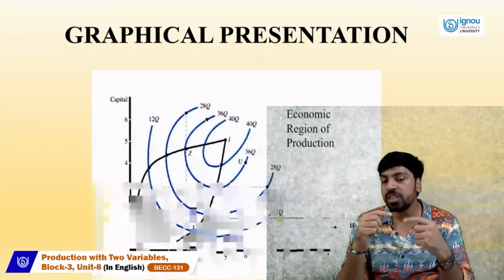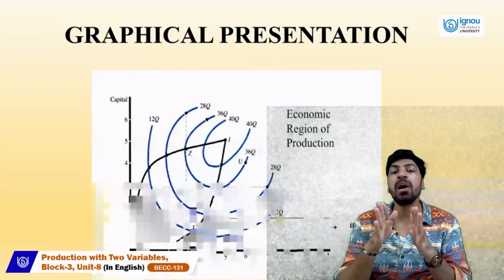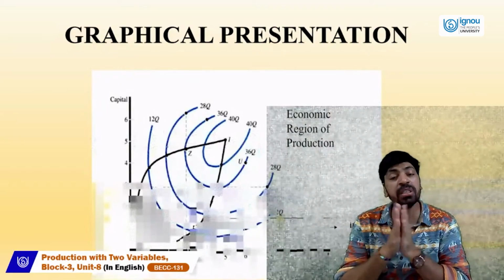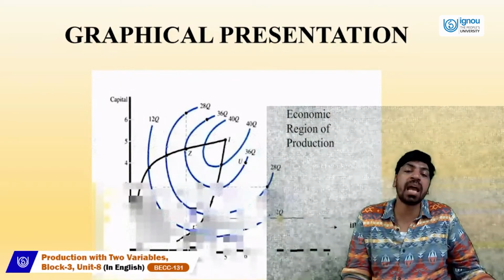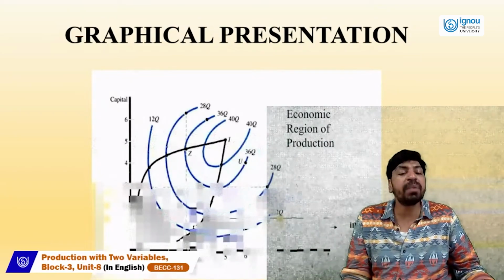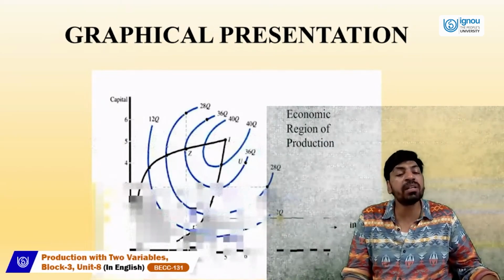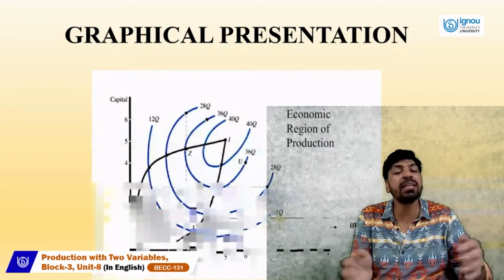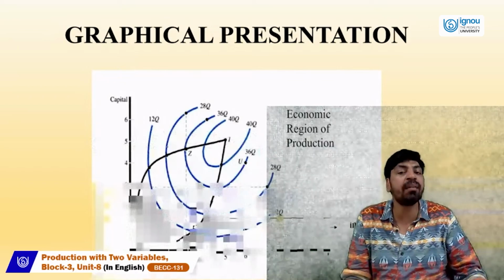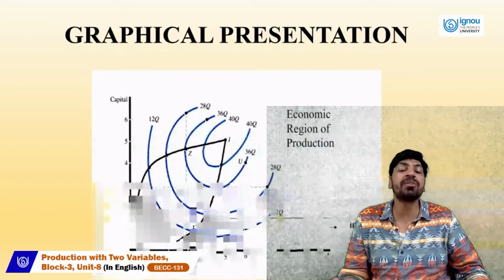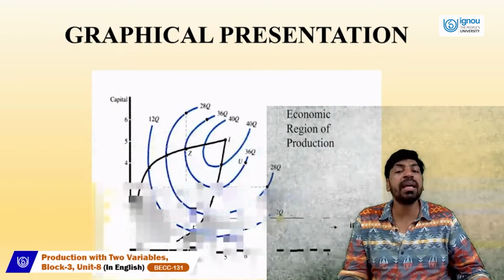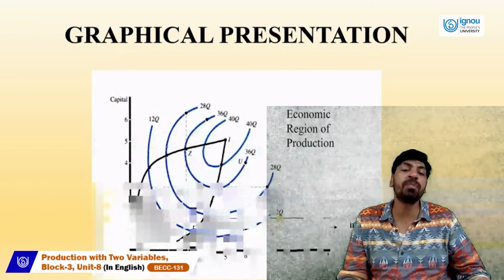The lines drawn on the isoquant curves are called the ridge lines, and the portion covered under the ridge lines, that region, is called the economic region of production.